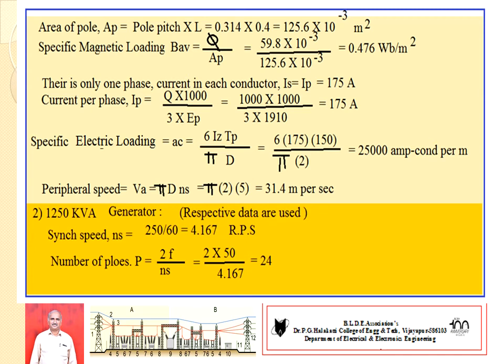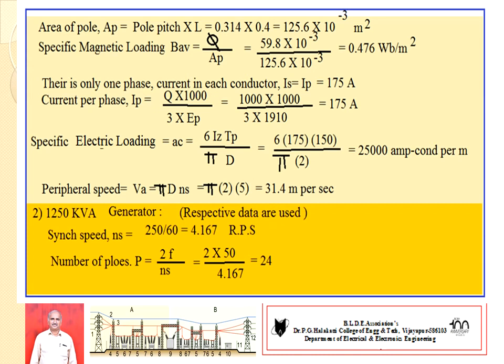Then you determine peripheral speed. Peripheral speed Va equals pi d into Ns. So, we are going to get 31.4 meters per second. Now, the first part of the problem is over. So, now you have to go for the given condition: this specific magnetic loading and electric loading remain the same for the next alternator. So for the 1250 kVA generator, start again.